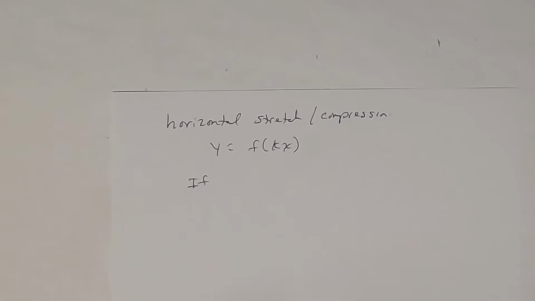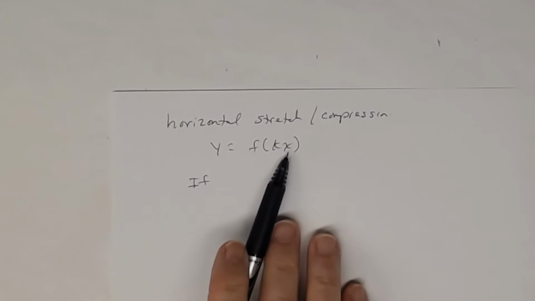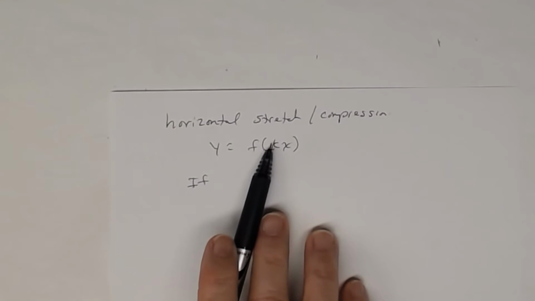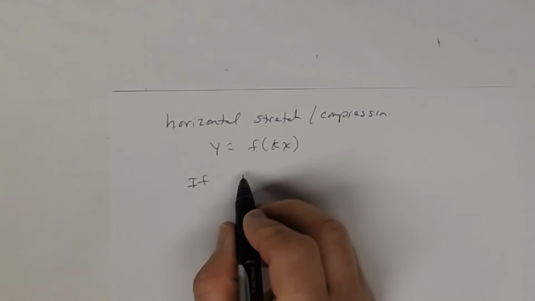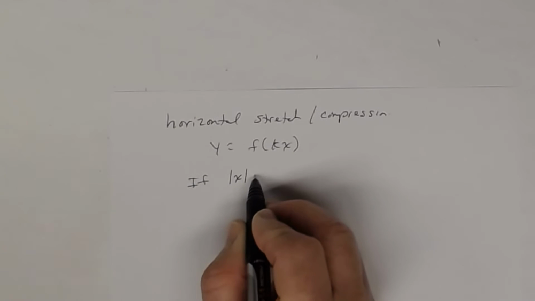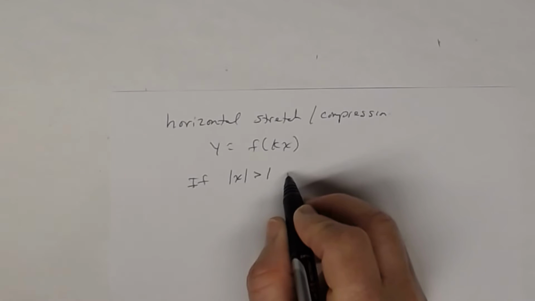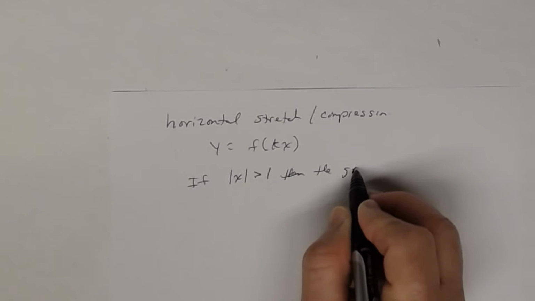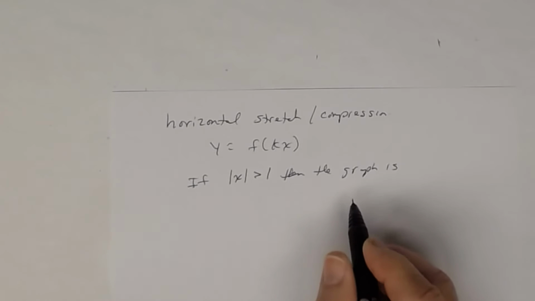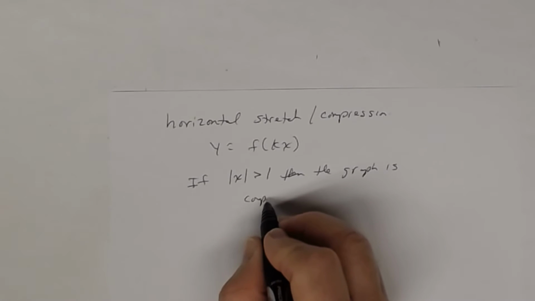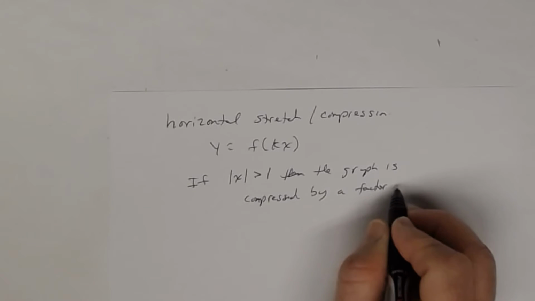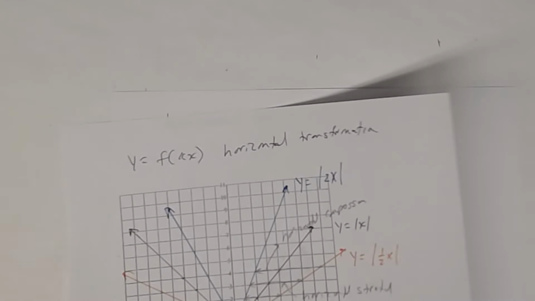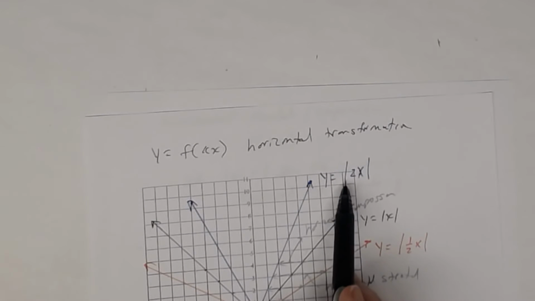All right, so if you have y equals k times x, notice you're multiplying x by k here. So that would be a horizontal stretch or a horizontal compression. If the absolute value of k is greater than 1, then the graph is compressed by a factor of, okay, so remember what we did to get this graph here.